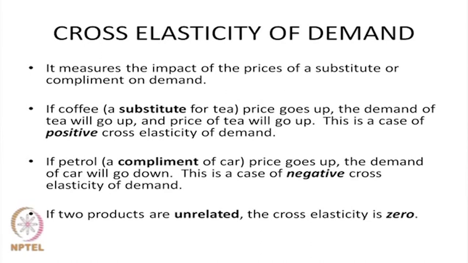Now, consider a case of petrol and car. Car is the product under our consideration. To run a car, we need petrol, which is sold by another company, and that is a complement. Petrol is a complement of car. If petrol prices go up, then it is likely that the demand for car may go down. This is a case of negative cross elasticity of demand. Whereas, if two products are unrelated, the cross elasticity is 0.